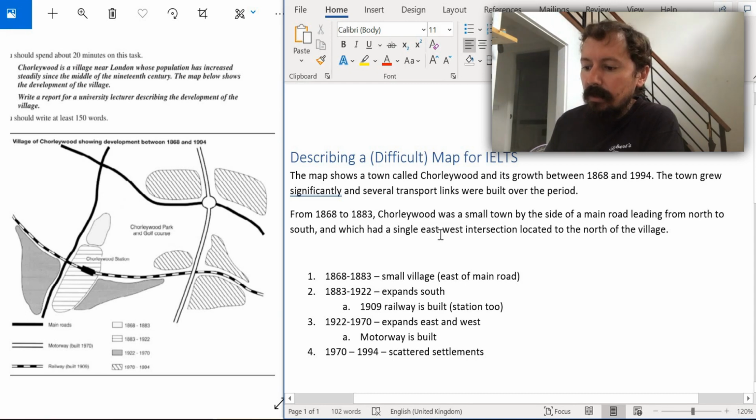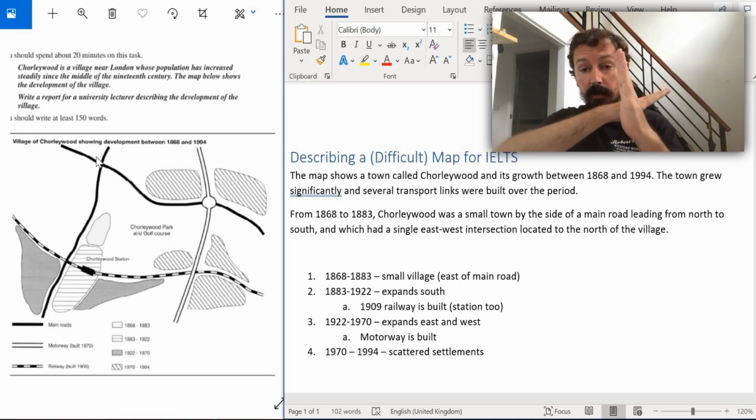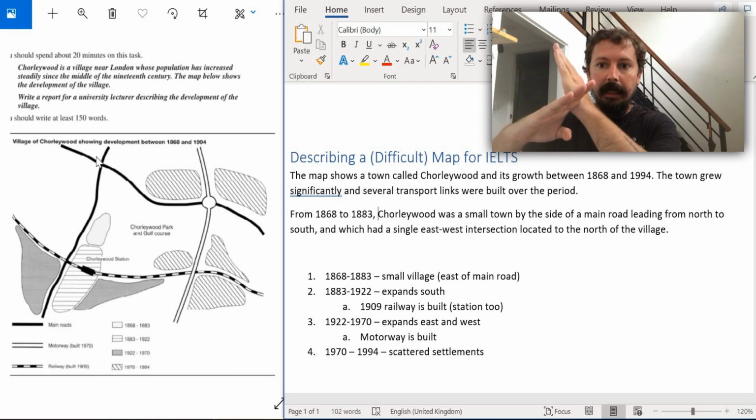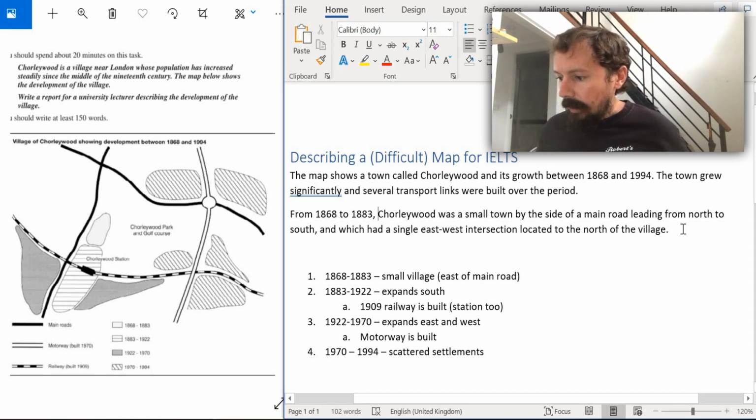And which had a single east-west intersection located to the north of the village. So that is referring to this area up here. This is an intersection. So when you have two things come to each other and cross over, we call it an intersection, and the verb is to intersect. We talk about a line, and then this line intersects that one. Okay, so for the next sentence then, we're going to show the passage of time.